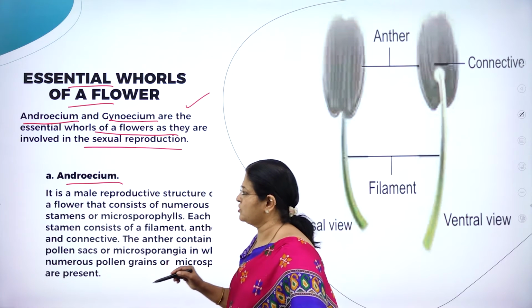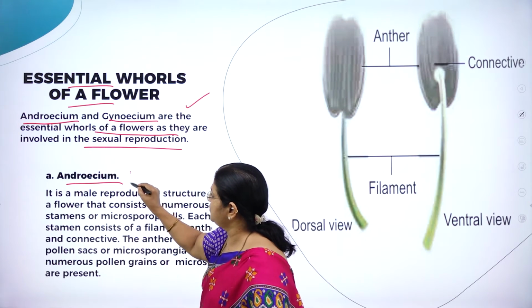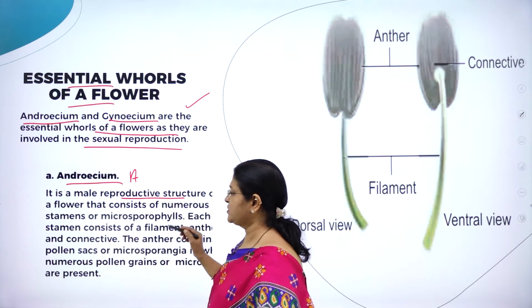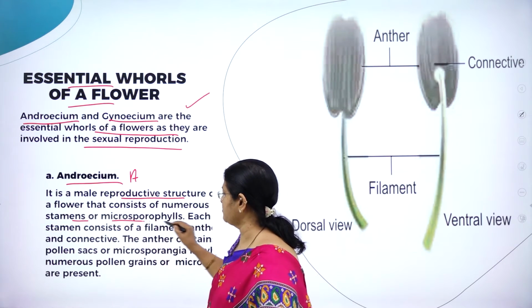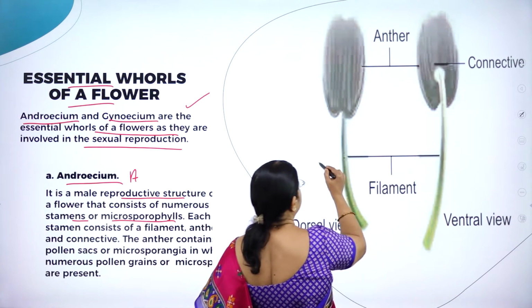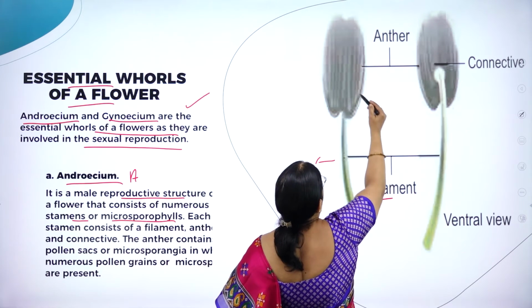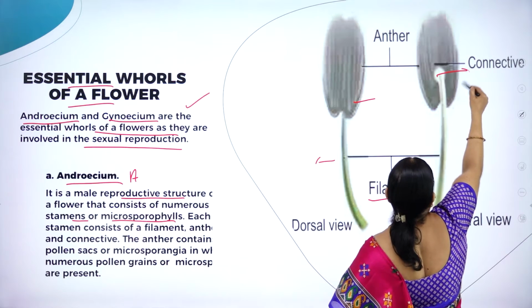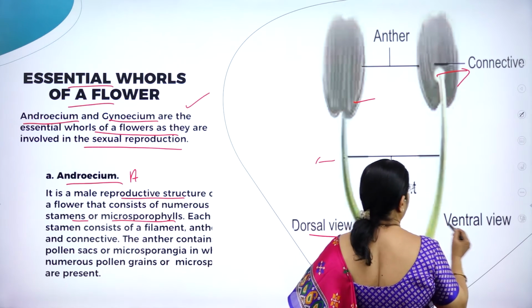Now let us understand what is androecium. And the symbol is A. As you know, it is a male reproductive structure of a flower which consists of numerous stamens, or called as microsporophylls. Each stamen, I think all of you know, here you can see each stamen consists of what? Filament and anther lobe. And here you can see this is the connective. This is the dorsal view and this is the ventral.